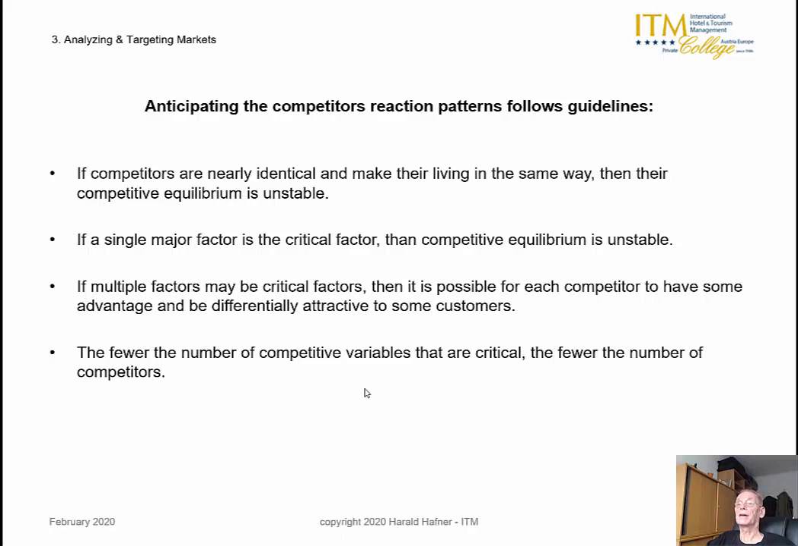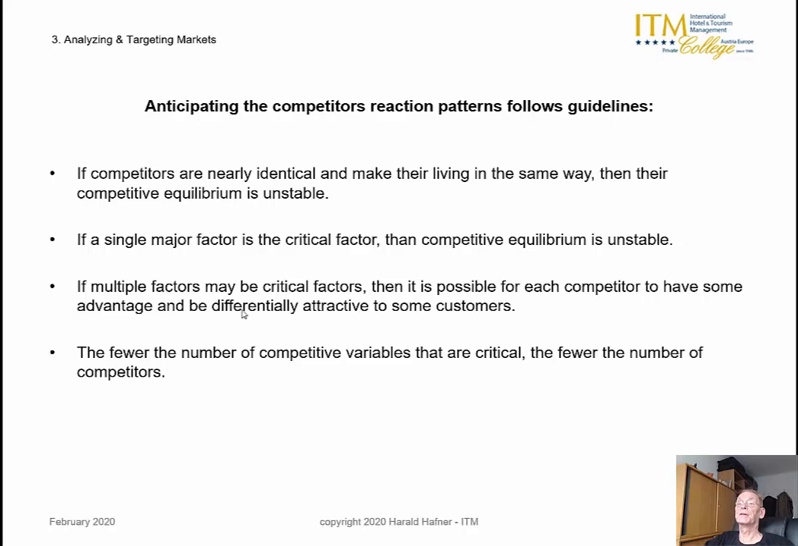If a single major factor is critical, then competitive equilibrium is also unstable. This would describe industries where cost differentiation opportunities exist through economies of scale, like in tourism. Capacity is a very important success factor. It could also be because of technology and experience curve and so on and so forth. If price is an important factor, or is the single factor in an industry, obviously people would go for price wars in order to gain market share.